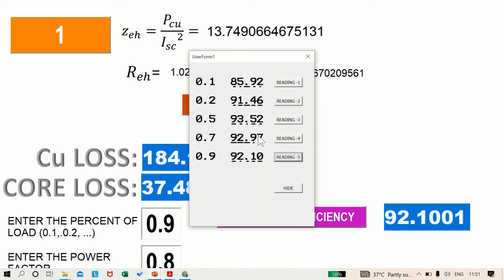As we increase the capacity, or the load fraction, the percentage of the load, at 90% of the load it is 92.1, at 70% of the load it is 92, at 50%, like that. At any percentage of the load we can calculate the efficiency, and we can observe the efficiency has increased up to 1 point, and then there is a decrease in the efficiency, and all these are calculated at 0.8 power factor.